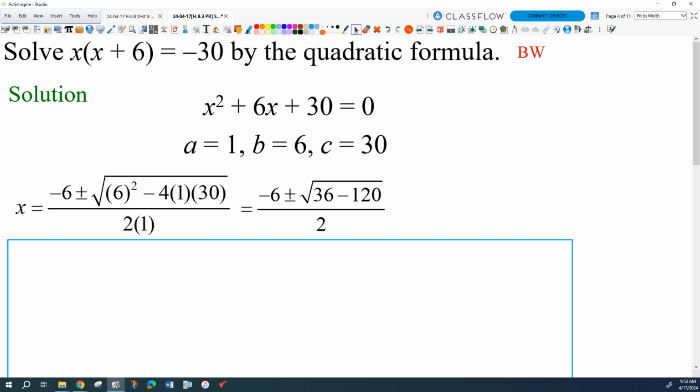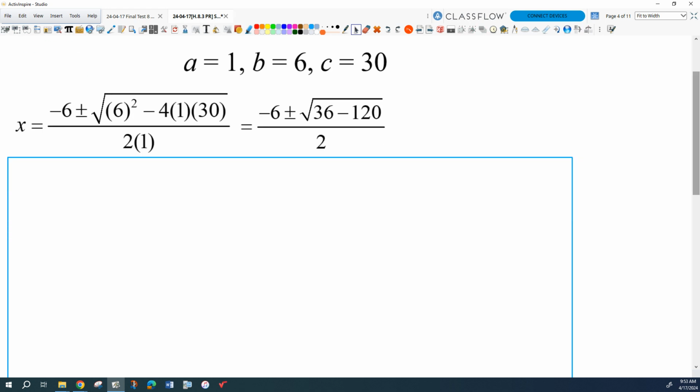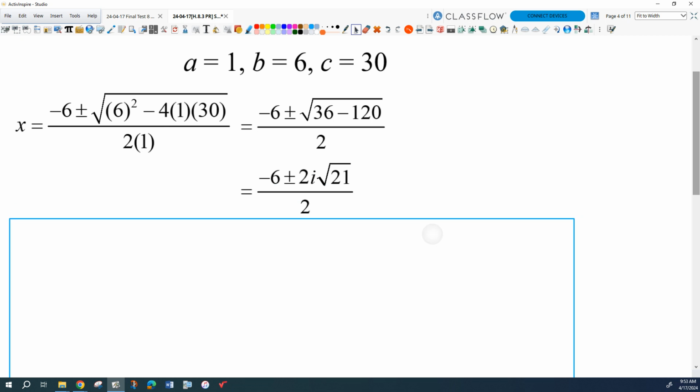And what's that give us? You guys did the work. Inside the radical, we get 36 minus 120, which is negative 84. Good. And if we simplify that, so let me add one more step here. So we get, and the square root of negative 84 is going to give us this stuff, right? The biggest perfect square factor of 84 is actually 4, right? 84 is 4 times 21.